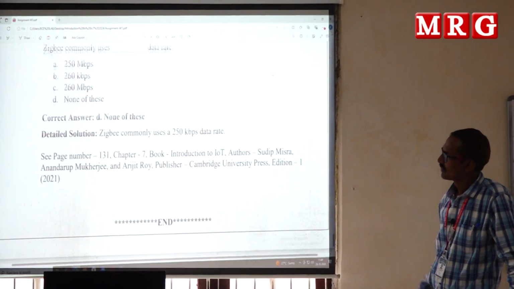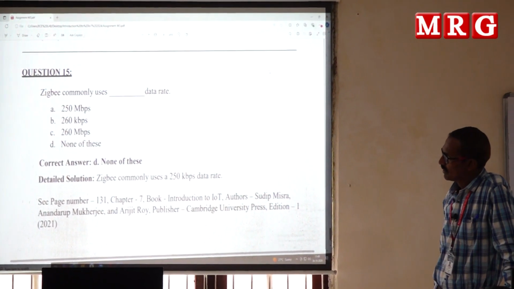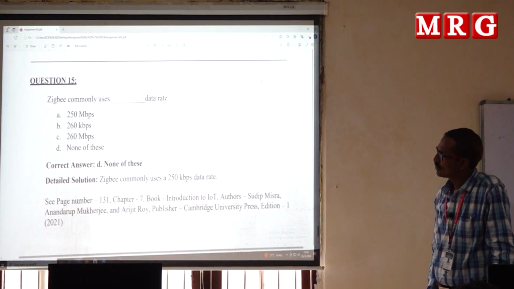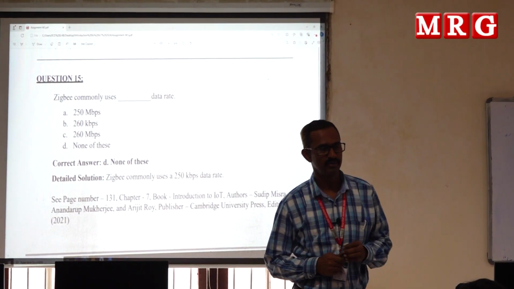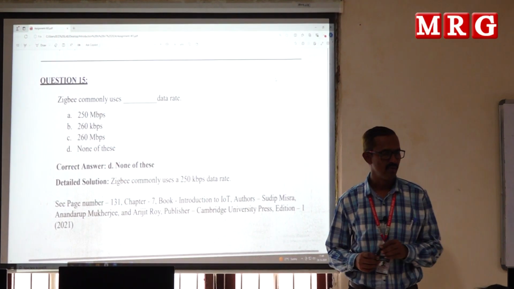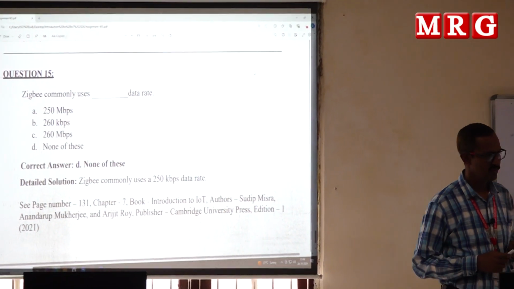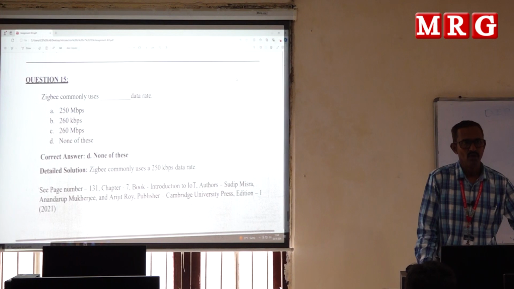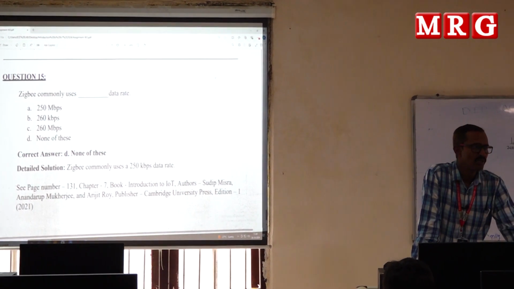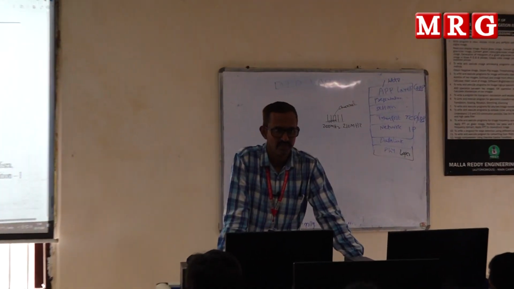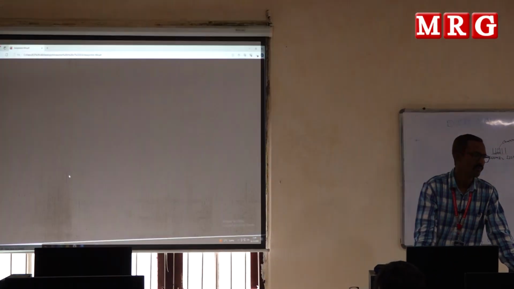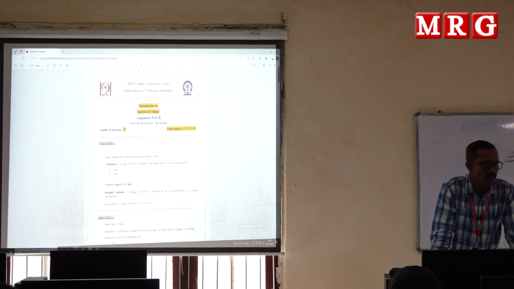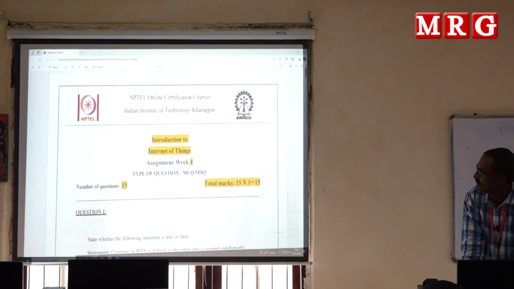Next. Zigbee, what is the frequency used in Zigbee? What is the data rate in Zigbee? The answer you have to remember is 250 kilobits per second, though no such option is there. Next, write down 250 kbps, the data rate in kilobits per second, for Zigbee.